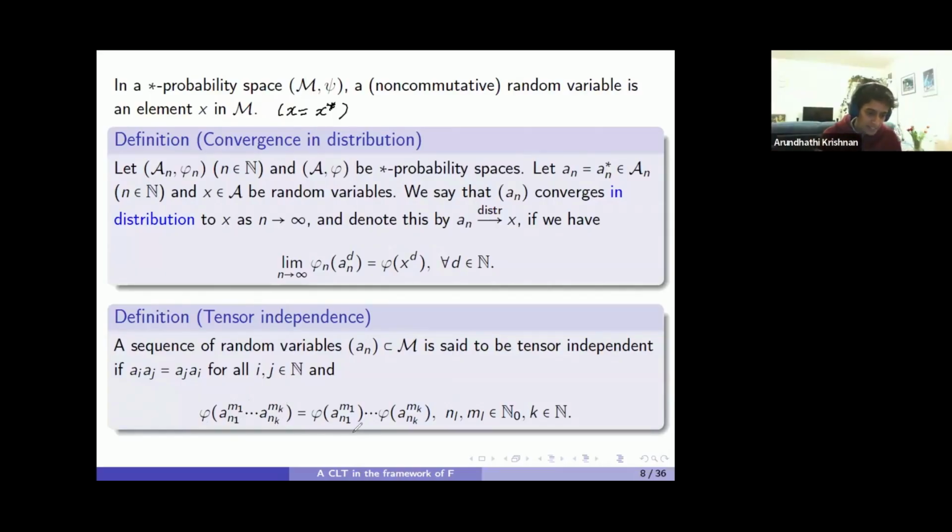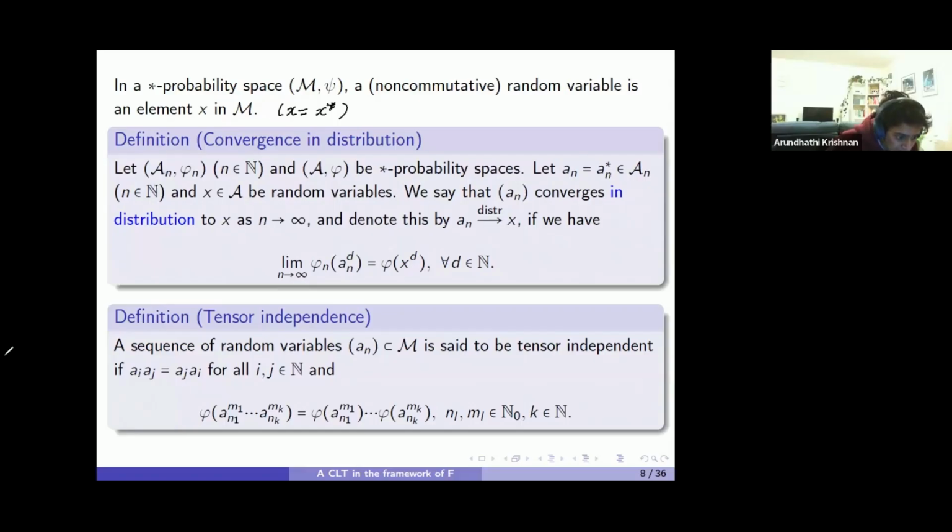So I'll just remind you that phi is just a linear functional. It's not necessarily multiplicative. But suppose phi satisfies this condition for the sequence a_n, then the sequence a_n is said to be tensor independent. But the way we want to think about this is that we can get the joint distributions of the sequence a_n as a product of the individual distributions of each a_{n_i}. So you can know the joint distribution completely if you know the individual distributions. And that's something that we have in the classical setting if we have an independent sequence of random variables. So we have this notion of tensor independence.